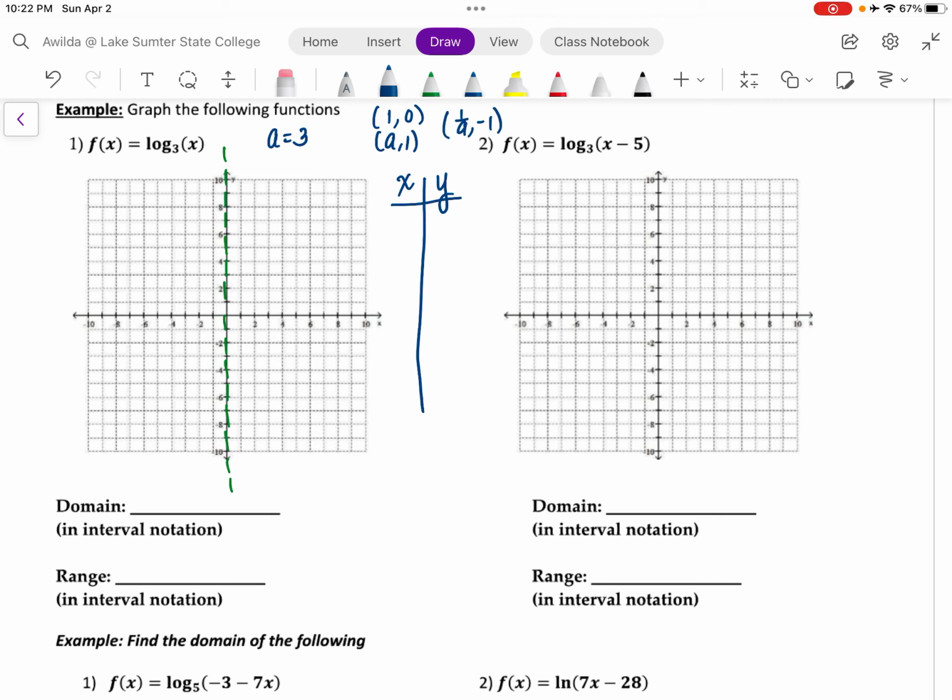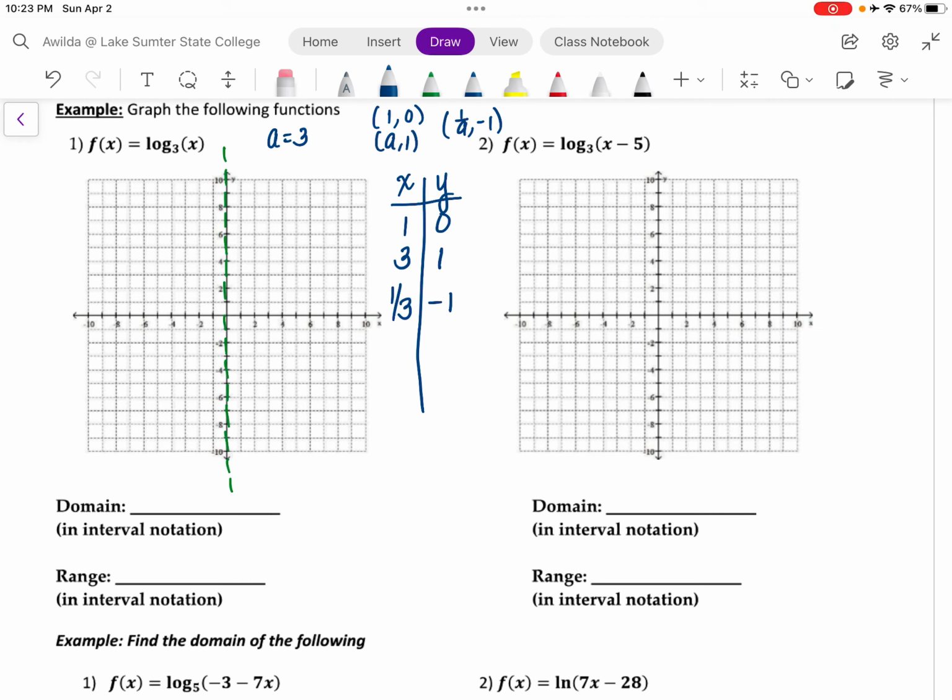So for this graph, obviously (1, 0) is pretty straightforward. (a, 1) will be (3, 1), which should make sense. Basically, it's asking, what is the logarithm base 3 of 3? Well, 1, because 3 to the first power is 3. Similarly, if we have 1/3 for x, then y is equal to the exponent on a base of 3 that would give us a result of 1/3. Well, 3 to the negative 1 power will give us 1/3. So that'll give us our third guiding point.